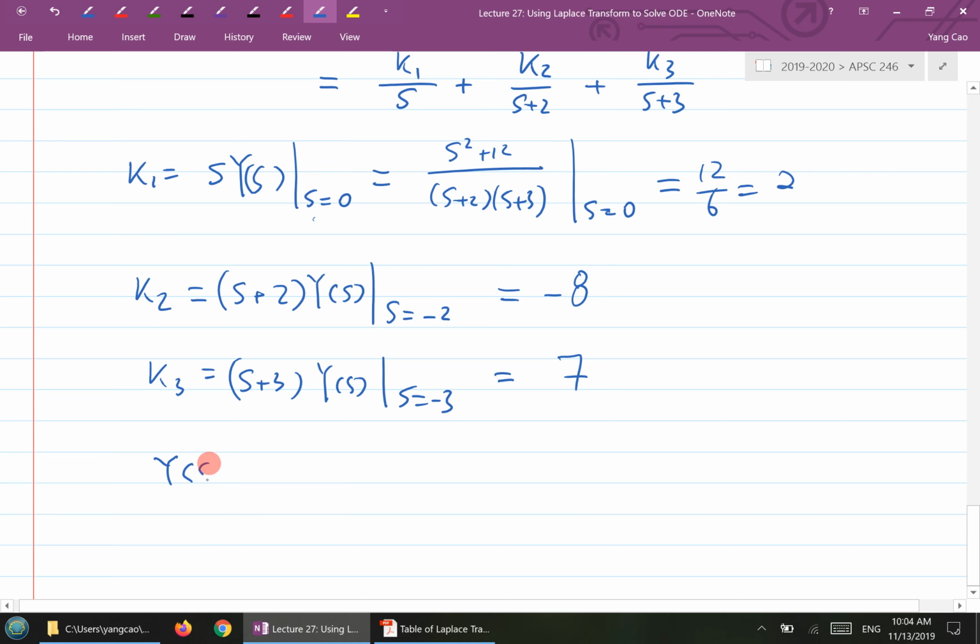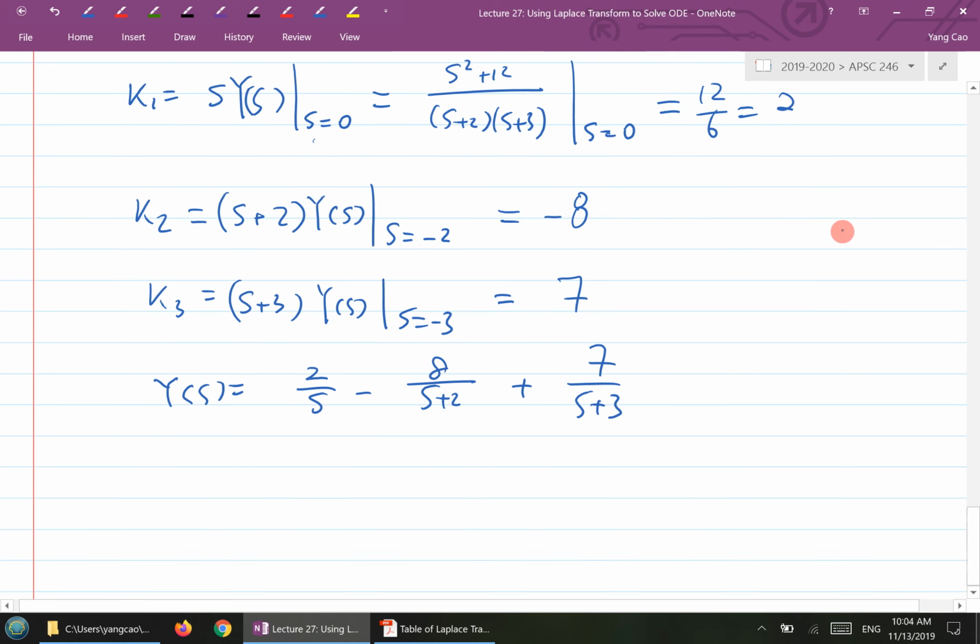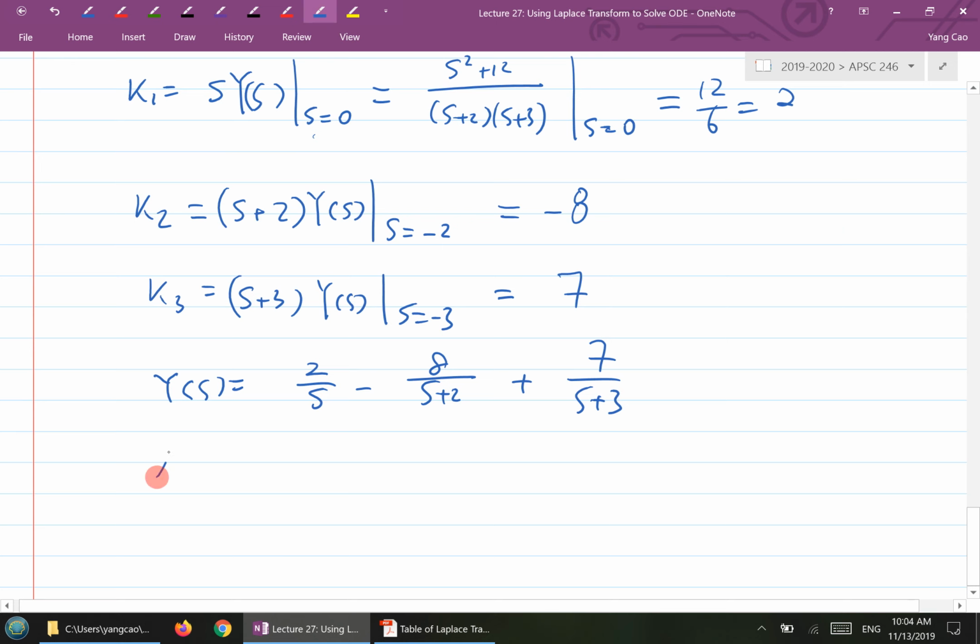So finally your y of s equals 2 over s, minus 8 over s plus 2, plus 7 over s plus 3. If you're not too sure, you can always double check by putting these 3 terms back into the fraction, and you should get exactly the same as the original numerator. Okay. So now we take the inverse Laplace.